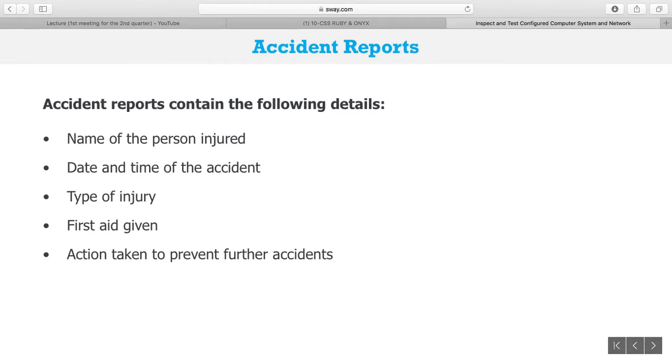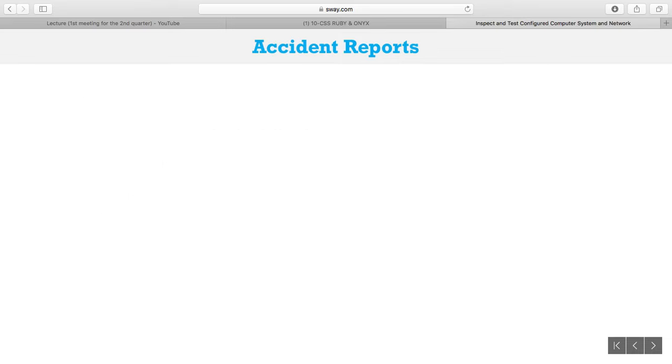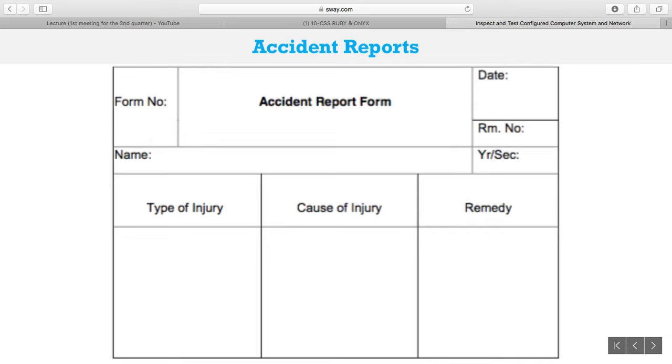So, what does an accident report contain? It gives the following details: name of the person who is injured, date and time of the accident, what kind of injury happened, is it a cut, is it an electric shock, bone fracture, what is the first aid given, did you accompany him to the clinic, or did you call the emergency hotline, did you provide the first aid kit, and you will also see there the action taken to prevent further accidents. So here is a sample of an accident report.